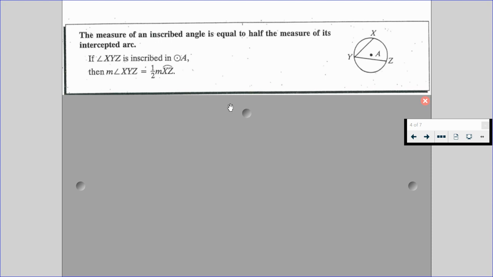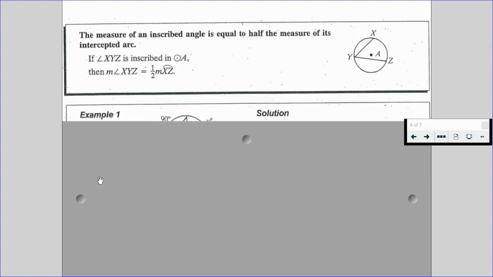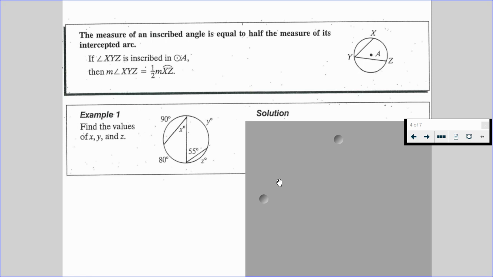And with this, the measure of an inscribed angle is equal to half the measure of its intercepted arc. So if angle XYZ is inscribed in circle A, then the measure of angle XYZ is equal to half the measure of arc XZ. Likewise, we can double our angle to equal the measure of our arc, and that comes into play for example number 1. So we have to find the values of x, y, and z.